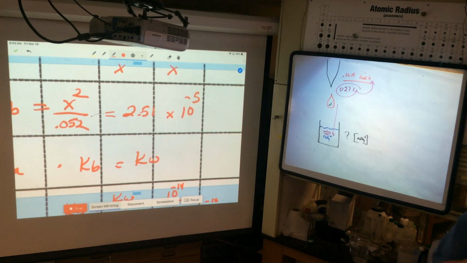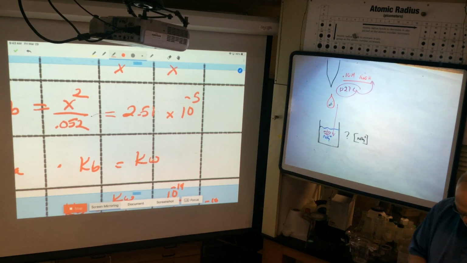So 2.51 equals this. That's easy. You're going to times that. 2.51 second function EE negative 5, and I'm going to times that by 0.052.